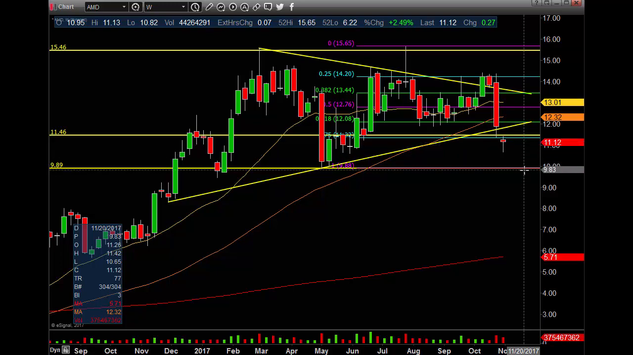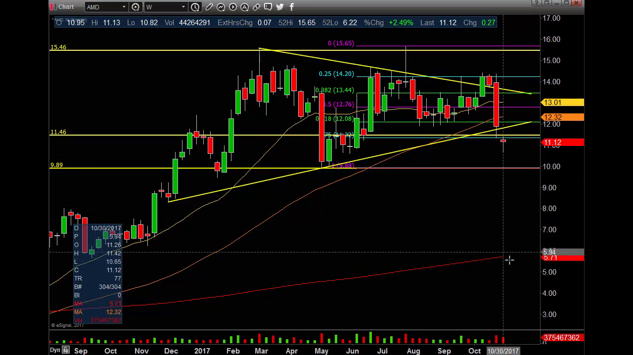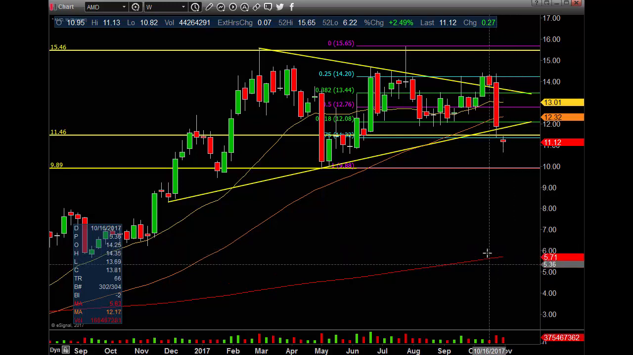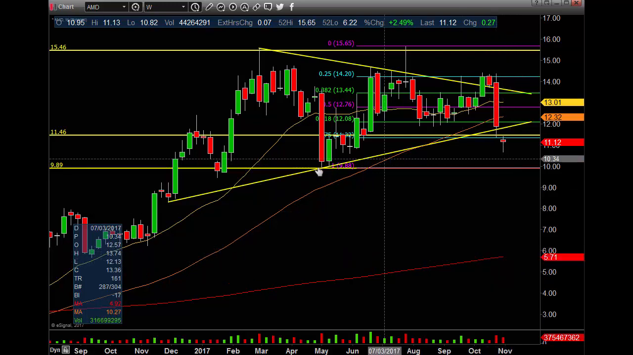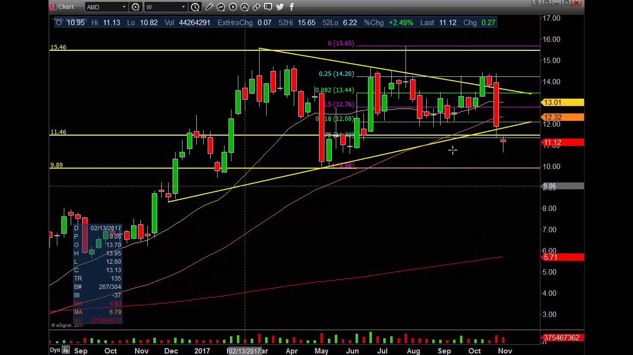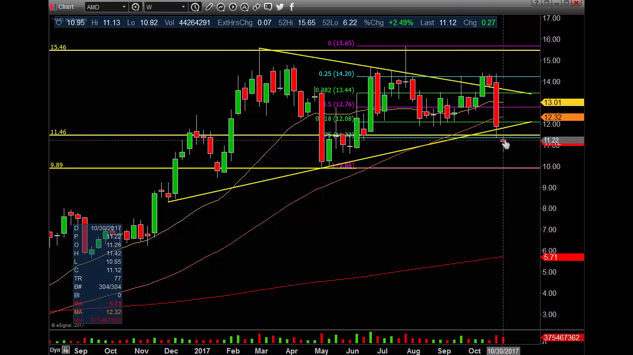And honestly, it could go towards this 200 MA. This will keep curling up, so this could be at 7 bucks, 8 bucks by the time it gets down there. But this will be a target eventually on the weekly chart wherever the 200 MA is. And this is slightly breaking down below this trend line, but again, I need more evidence this week. I want to see where the weekly close is.